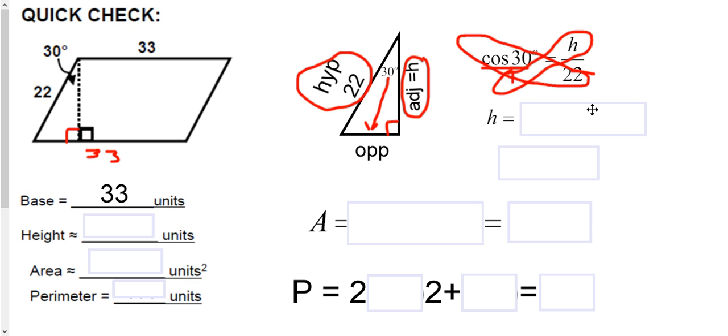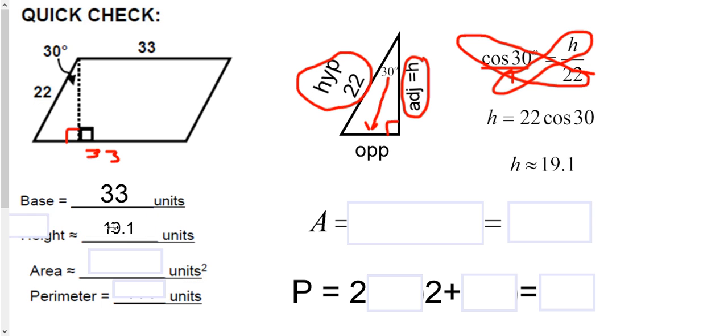Remember, make sure you're in degrees on your calculator. So h is solved for again already. It is equal to 22 times the cosine of 30, and on your calculator, that rounds to about 19.1 to the nearest tenth. So we now have the height at 19.1. We can put it in our picture too. We're ready for the area and perimeter.